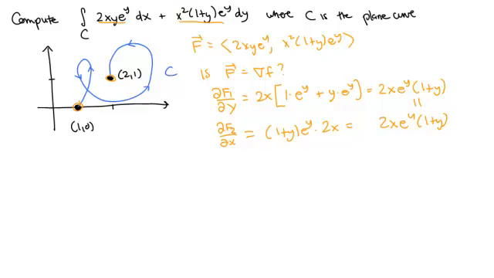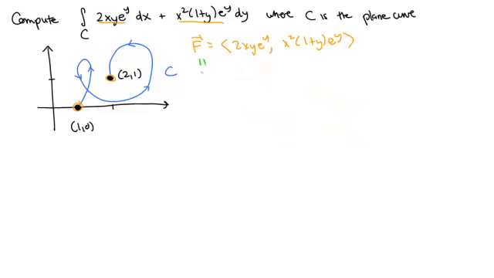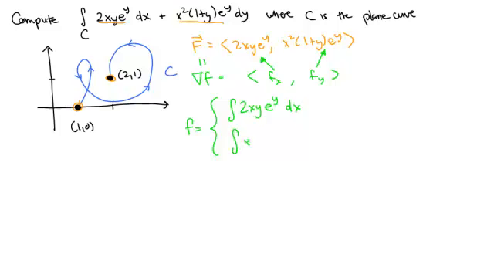So now let's see if we can figure out what it would have to be. If this were equal to the gradient of some function f, then it would have to be that the first component of the vector field would be the derivative with respect to x, and the second component of the vector field would be the derivative with respect to y. And so that would mean that this unknown function would have to satisfy two sets of equations at the same time. If we integrate 2xy e to the y with respect to x, or if we integrate x squared (1 plus y) e to the y with respect to y, f would have to satisfy both of these conditions simultaneously.